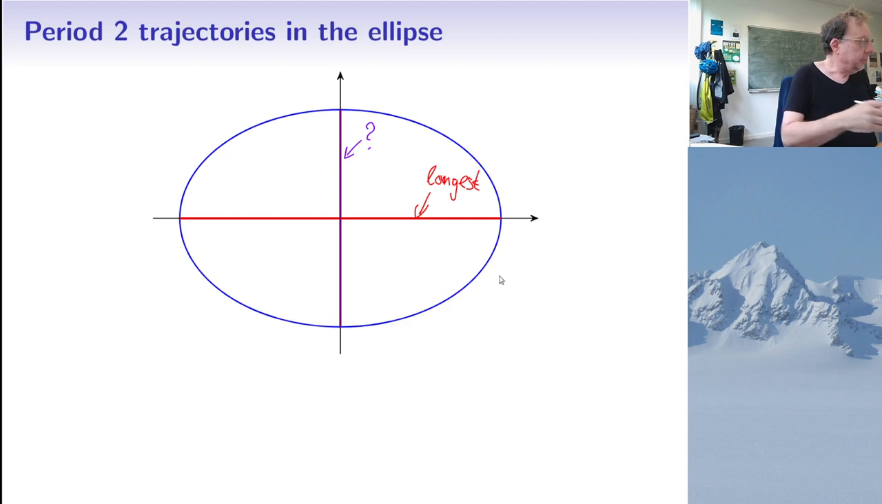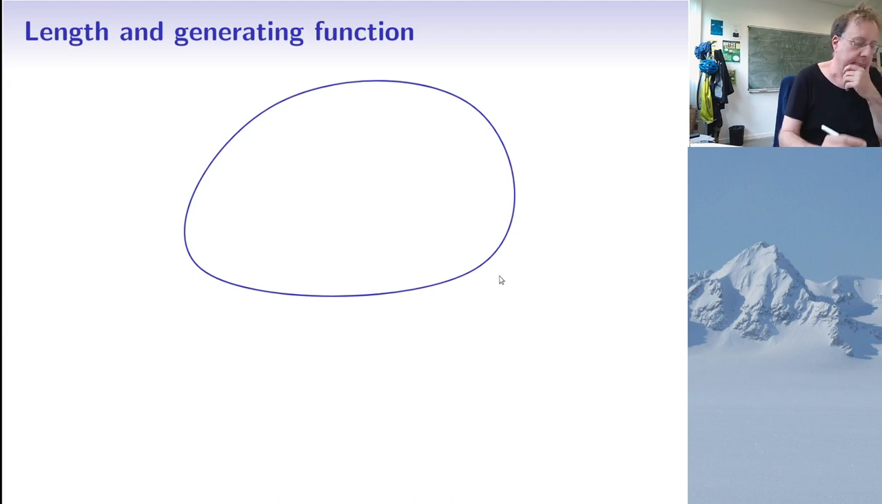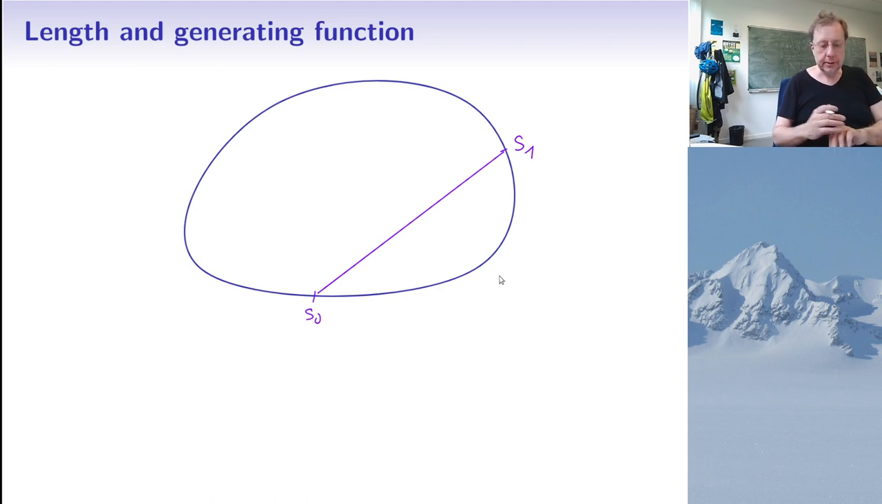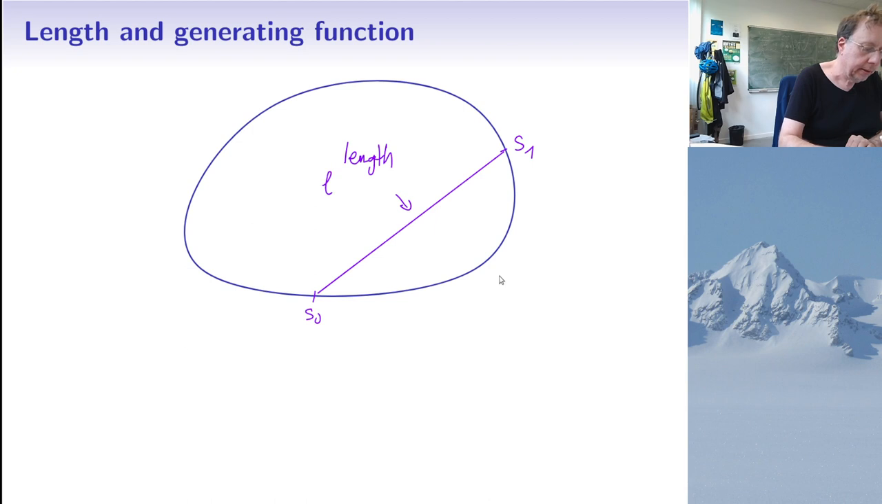So let me explain like this. In general, for two points with coordinates S0 and S1, what we can do is draw the line between these points and compute the length. So this line will have a length, and this length, let me denote it L of S0, S1. So I have now a function of two variables, and I'm going to look at derivatives of this function.